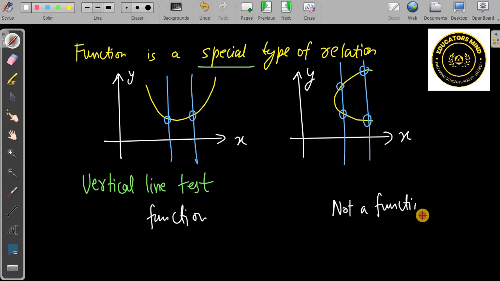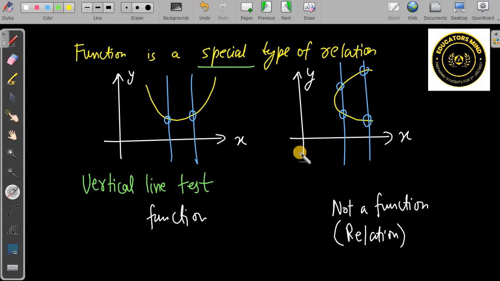Not a function means it's simply a relation. So x and y are related in such a manner that if you draw a vertical line, here you can understand that this vertical line is cutting at one point. Here also it is cutting at one point. But here it is cutting the graph at 2 points. That's why it is not a function.